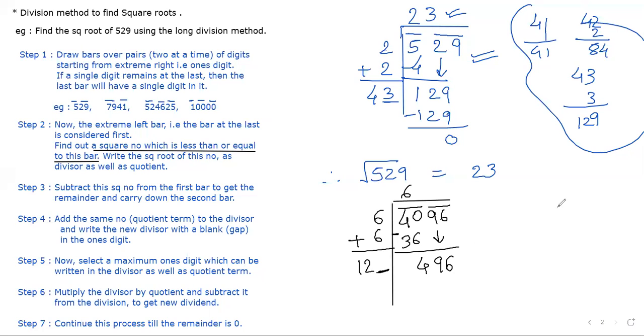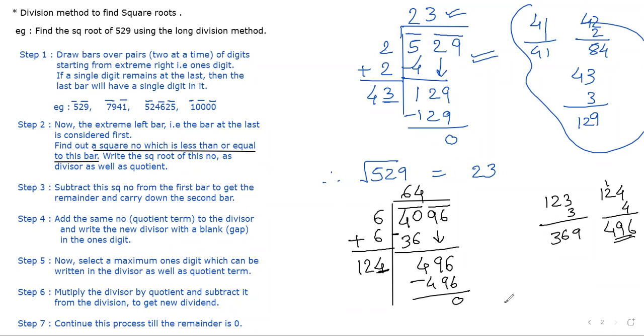It is 104 and I will check 123 3s are or 124 4s are. 3 3s are 9, 3 2s are 6, 369 can be subtracted. Let me check for 4. 4 4s are 16, 4 2s are 8 and 1 is 9, 4 1s are 4. I got 496. Yes or no? 124 4s are 496. Remainder is 0. Therefore, the square root of 4096 is 64. Yes or no? 64.